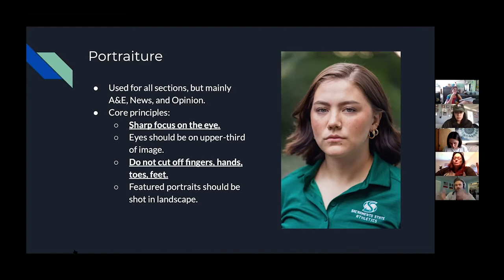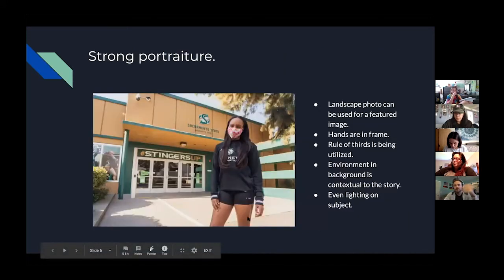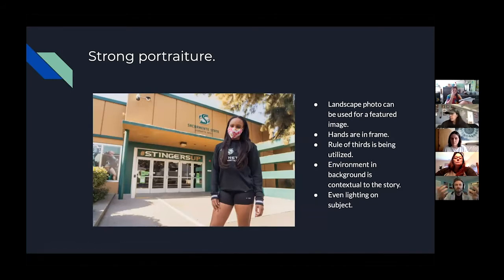So for her, obviously her hands and her feet aren't going to be in frame because I'm focusing more on her face. But let's say we move to the next image, if I cut off this woman's hands or maybe just her fingers, it wouldn't be as strong of an image. It would look like I was taking a photo lazily. So this is what I would consider strong portraiture.